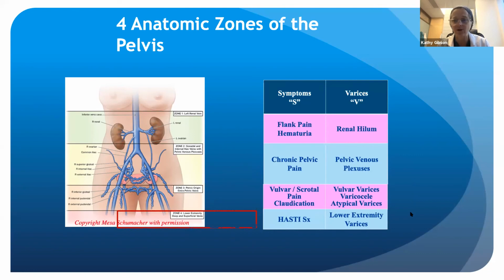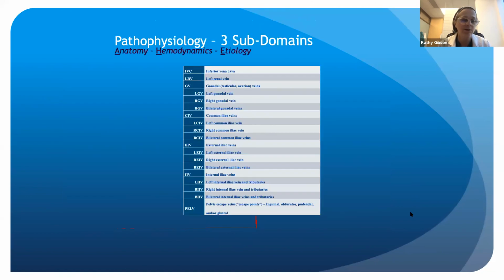And here, if a patient's got varices in the leg coming from the pelvis, we would also use the HASHD symptoms, heaviness, aching, swelling, throbbing, itching, to describe those patients. And you would see lower extremity varices. So the subdomains, the S and V, I think, are pretty easy. Where are the symptoms? Where are the varices? The A, H, and E: A is simply anatomy, names of the veins that are involved. And this table is on Zoom, looks pretty little, but it's a description, just kind of abbreviation of different veins.